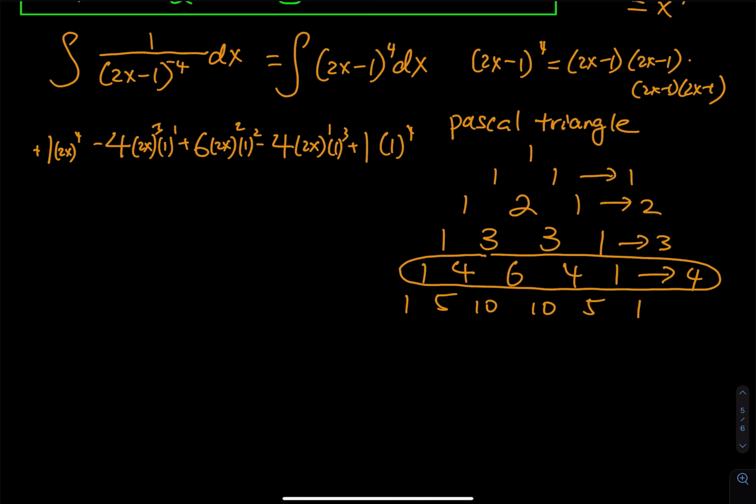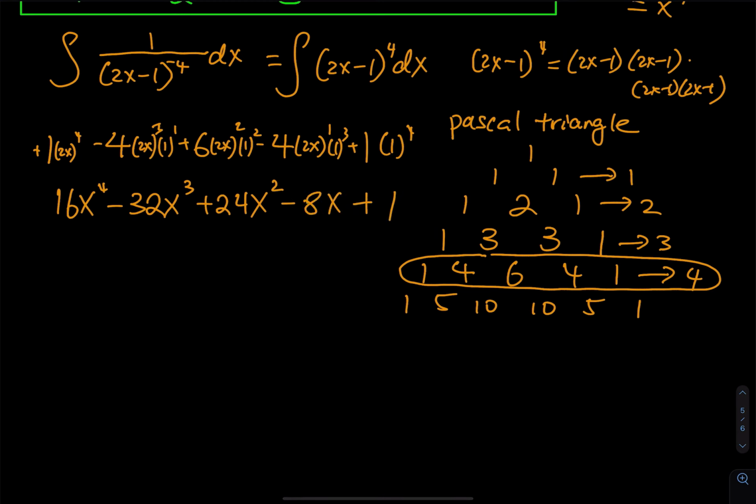And this is equal to: 2 to the 4th power is 16, right? So we have 16x to the 4th, and then minus, 2 to the 3rd power is 8, and 8 times 4 is 32. So we have 32x to the 3rd. Then 2 squared is 4, and 4 times 6 is 24. So plus 24x squared, and then minus 8x, and then we add 1. This is the expansion of 2x minus 1 to the 4th power.